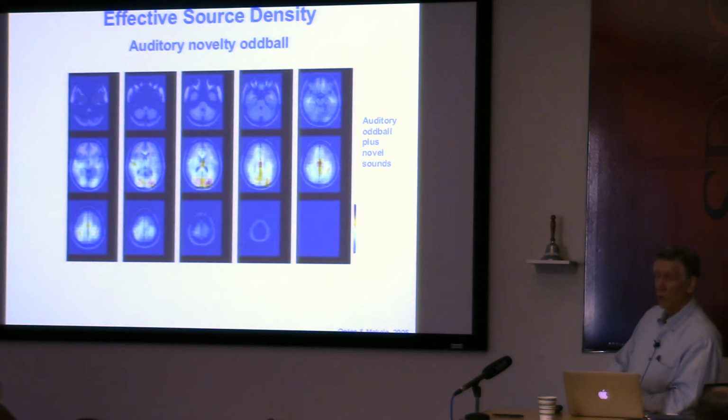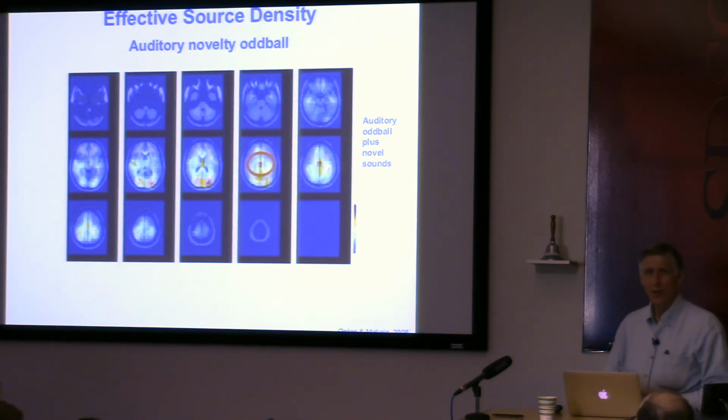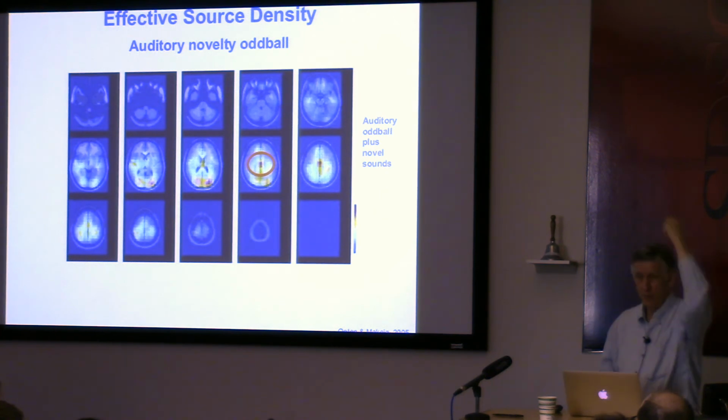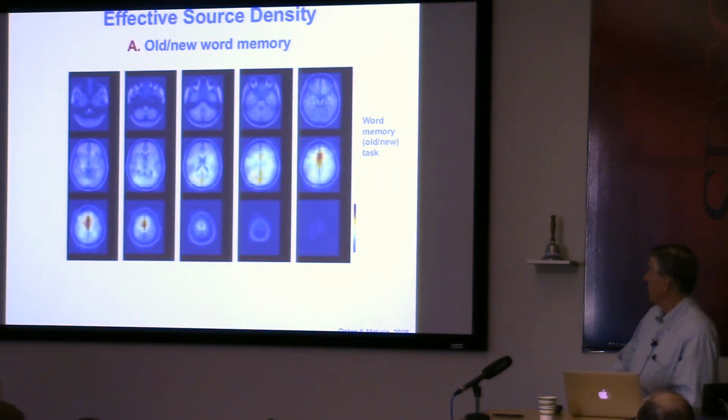Here is an oddball with a novelty: beep, beep, boop, beep, beep. And what you see is a source that actually is right in the vertex, like a dunce cap, if you made a model of it. But that didn't occur in the other experiments. This is the last example.